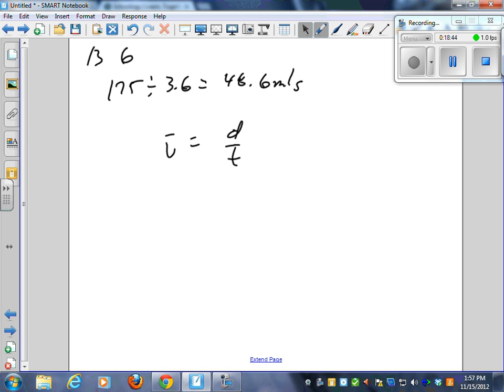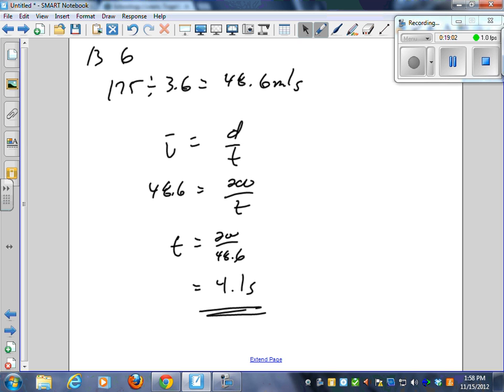Okay, the average speed is 48.6. Your D is 200. Again, the T and the 48.6 switch, that's got to be automatic for you. Yeah, for some reason I put the 200 in the T spot. 4.1 seconds. A lot of you make silly little careless errors like that. Yeah. And you know what? Practice. Practice your problems and you don't make them.